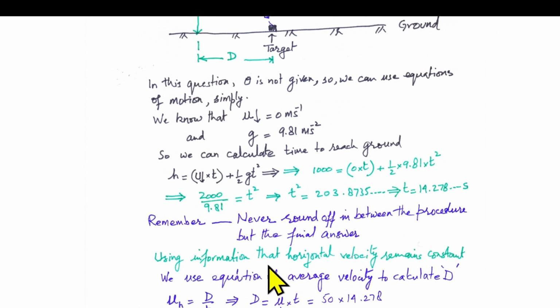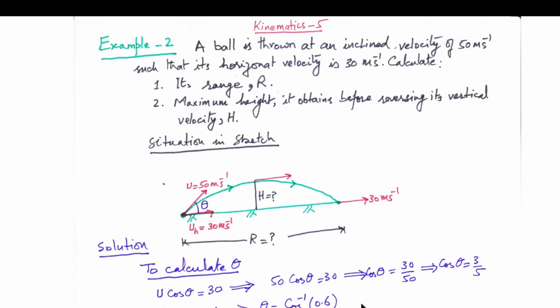Using the information that horizontal velocity remains constant in a projectile motion, we can use the equation of average velocity to calculate D. We know that average velocity is equal to distance over time. So u horizontal is equal to capital D over t, and D will be equal to the product of u horizontal and t, and we find out that the distance before the target would be 713.9 meters, which is almost equal to 714 meters.